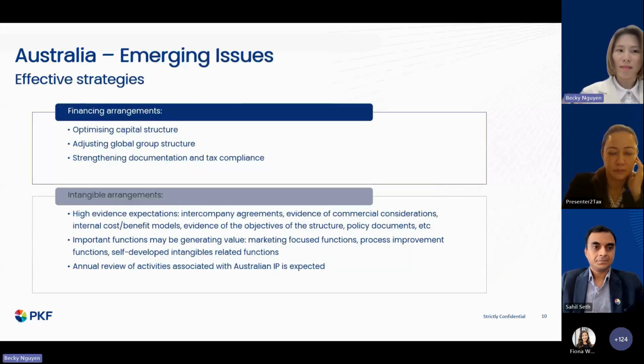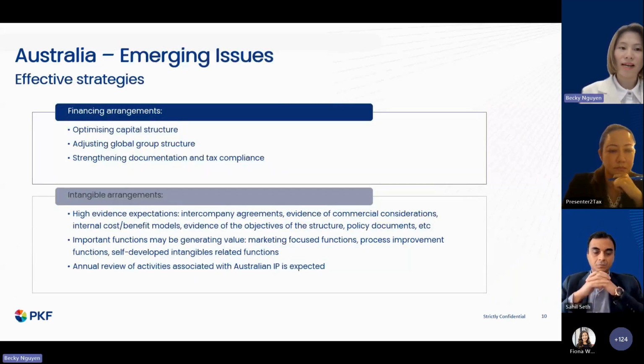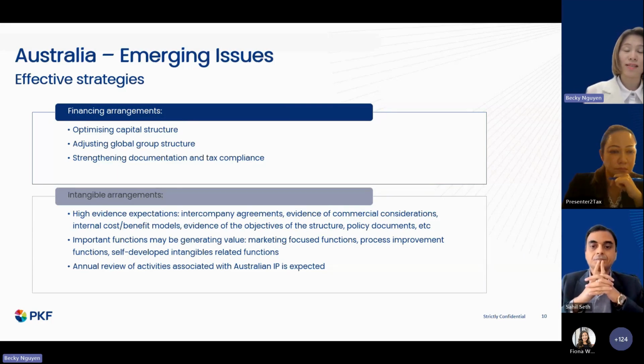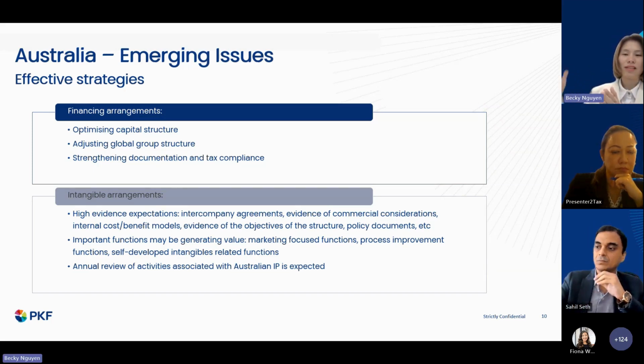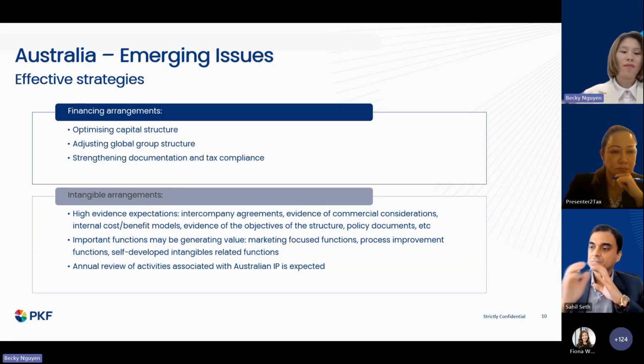So as a summary of effective strategies for financing arrangements and intangible arrangements, as we discussed earlier, for financing arrangements, there are 3 different types of rules that need to be addressed. And therefore, it's important for taxpayers to ensure they optimize capital structures to achieve the best balance between debt and equity.